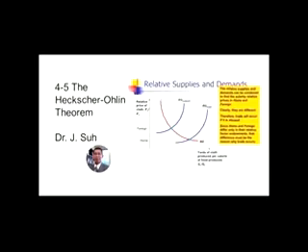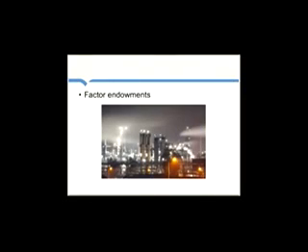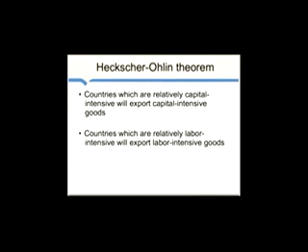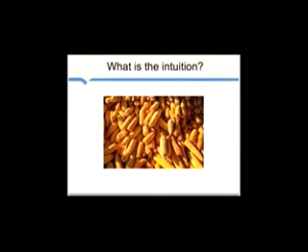Let's now consider the Heckscher-Ohlin Theorem. This is basically a theorem about factor endowments. So how much capital or labor does a country have, and how do those factor endowments shape the content of trade? The simplest way to put the theorem is that countries which are relatively capital-intensive will export capital-intensive goods. Similarly, countries which are relatively labor-intensive will export labor-intensive goods.